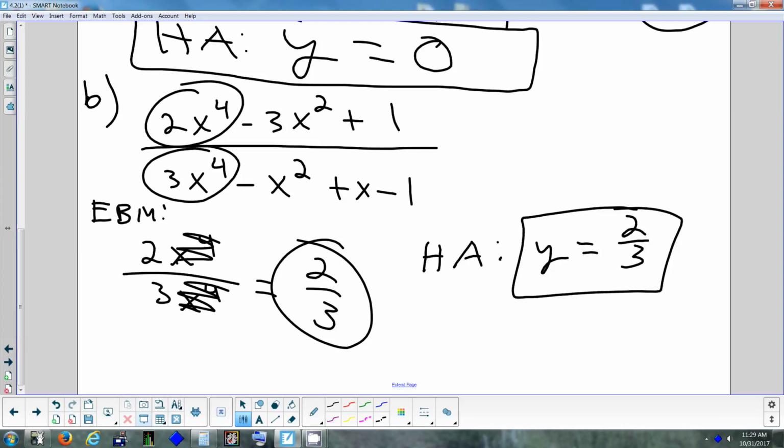So let x get really, really big. Well, it's 2/3. So anytime you have the same degree in the top and the bottom, all the x's are going to cancel out. And you're going to get a horizontal asymptote at a number that's not 0.